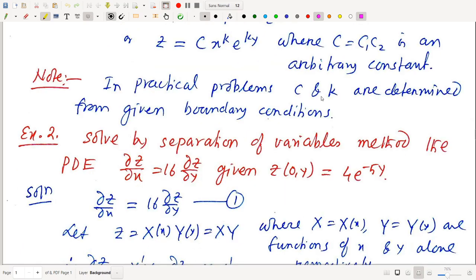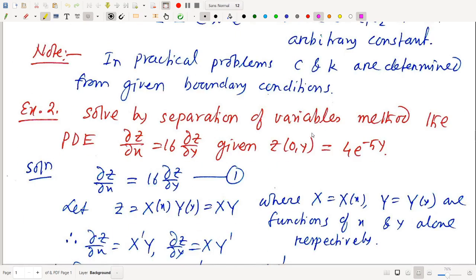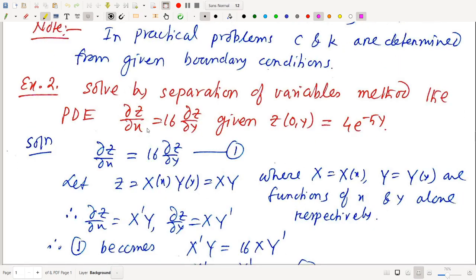In practical problems, c and k are determined from given boundary conditions. This is a theoretical problem. In practical problems, boundary conditions will be given, and from that we can find the values of c and k. Let us see example number 2.